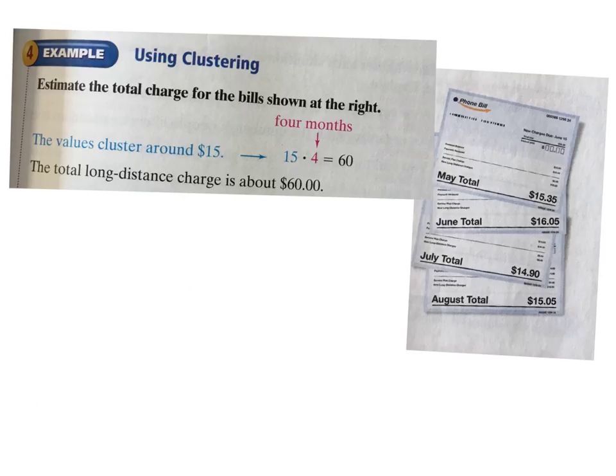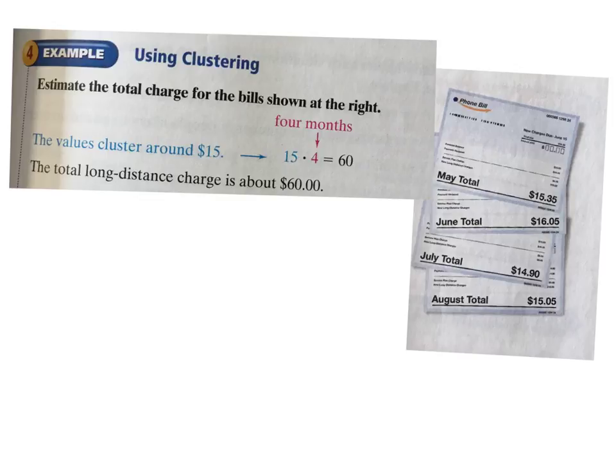All right, using clustering. Now, I don't know if you know what the word means, but clustering means things that kind of group around. Like if we were to cluster the ages of the kids in the classroom, right? You guys are probably all around 13. Okay? So estimate the total charge for the bills at the right. If you look at all these bills here, you notice they're all around $15. This one's a little more, right? This one's a little bit less, but all around $15. So I'd say $15 times 1, 2, 3, 4 bills is about $60.